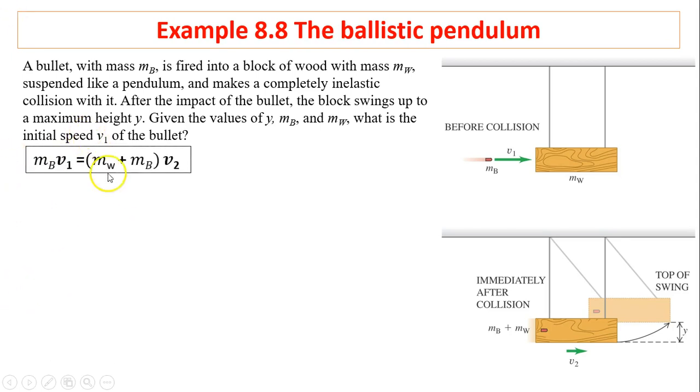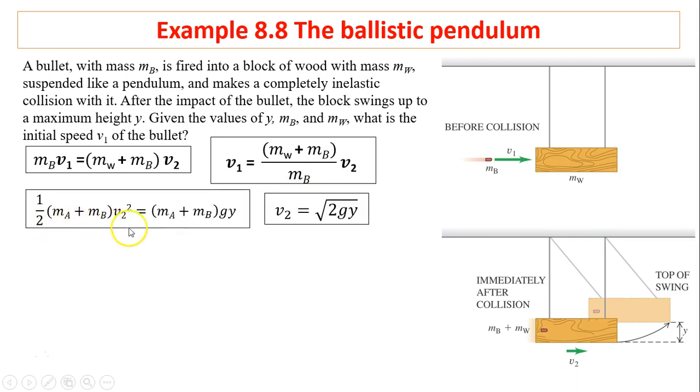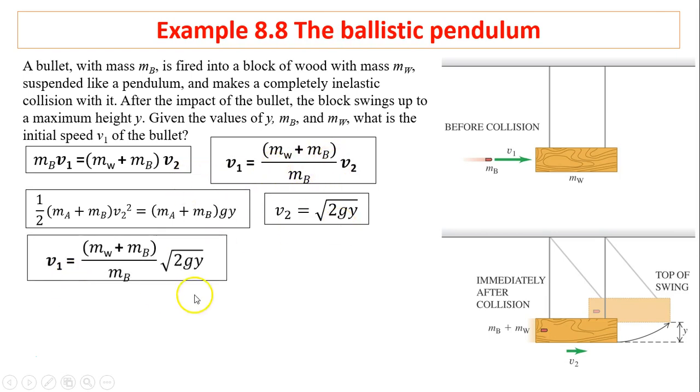Using conservation of momentum, we know m bullet times v1 equals the two masses added together times v2. But in this case, we don't know what v2 is. But from the conservation of energy, we know energy is conserved. Next one is from conservation of energy. Total energy is conserved. In this case, it's just from kinetic into potential. So we can figure out what v2 equals. Once we have v2, we can use the top equation to figure out v1. So that's how you solve it. You use conservation of momentum and conservation of energy principles.